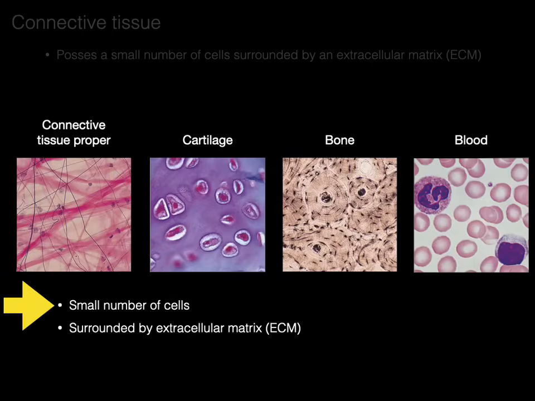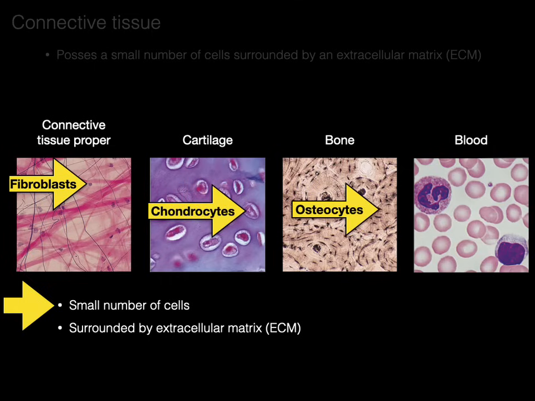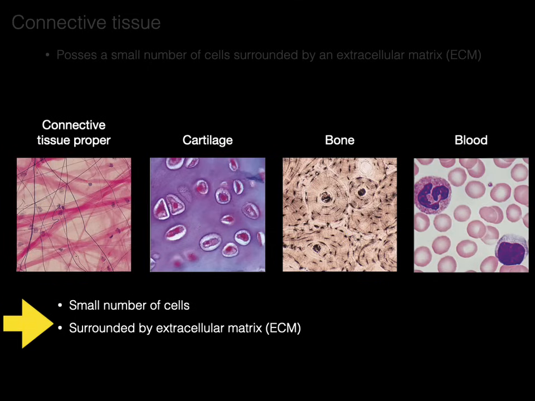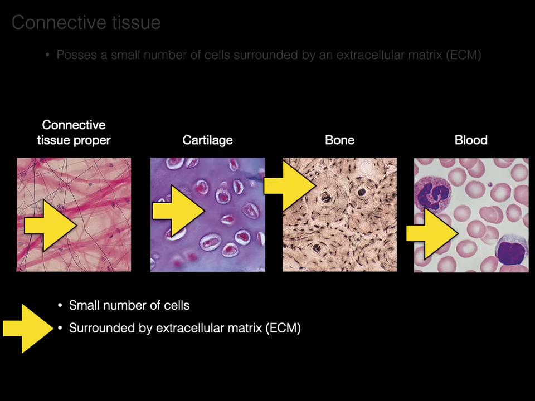So all of these have a small number of cells: fibroblasts in connective tissue, chondrocytes and chondroblasts in cartilage, osteocytes and osteoblasts in bone, and red and white blood cells in the blood. And they're surrounded by an extracellular matrix. All of them have space surrounding these cells.